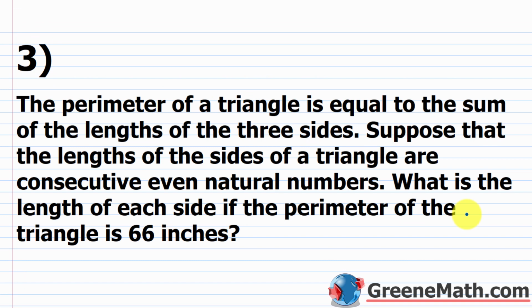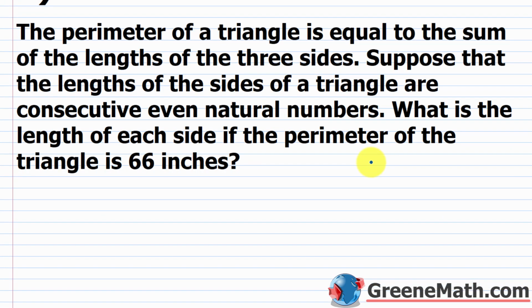All right, let's look at problem 3. The perimeter of a triangle is equal to the sum of the lengths of the 3 sides. Suppose that the lengths of the sides of a triangle are consecutive even natural numbers. What is the length of each side if the perimeter of the triangle is 66 inches? So a very easy problem. Again, the key here is to note that they are consecutive even natural numbers.